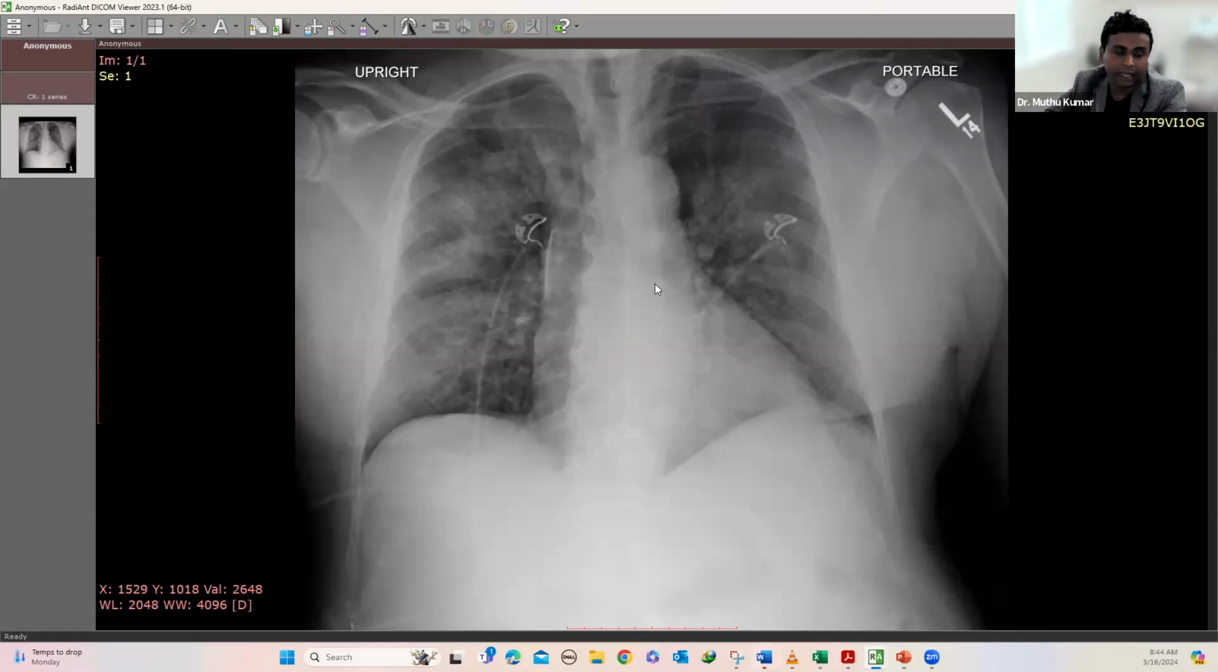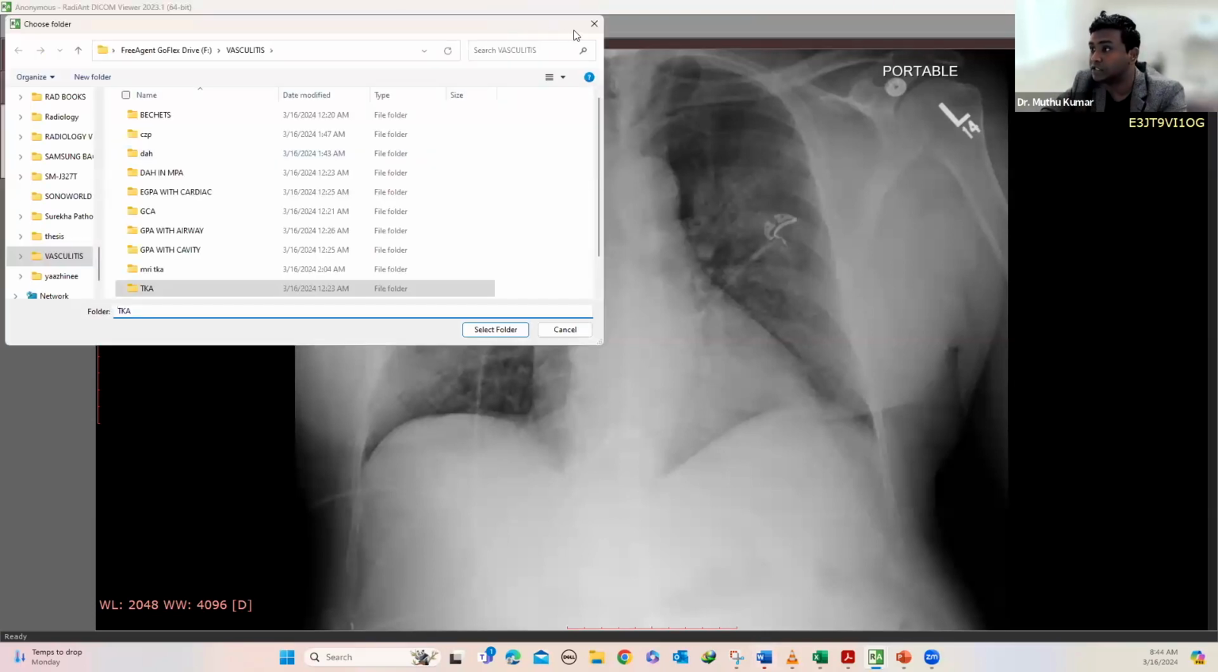When you have ill-defined hazy opacities in a patient with hemoptysis, even if it is very faint, always have that in the back of your mind. Pulmonary alveolar hemorrhage should always be in the back of your mind, because even if the patient has scanty hemoptysis, it doesn't matter. Pulmonary hemorrhage, pulmonary vasculitis can occur focally. Pulmonary vasculitis can occur floridly. So whatever it is, if there is a history of hemoptysis, always resort to doing a chest CT.